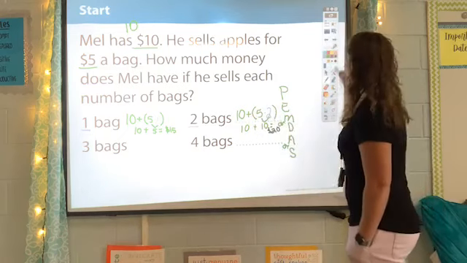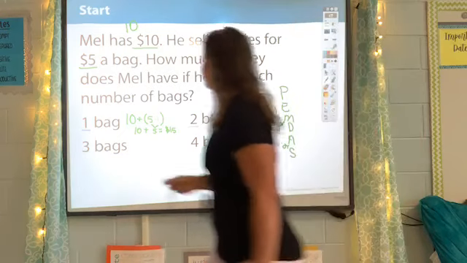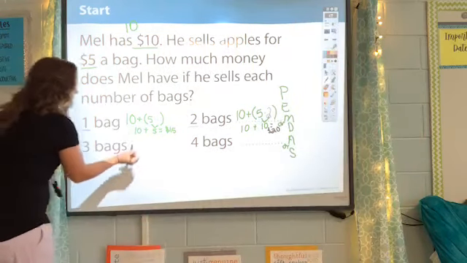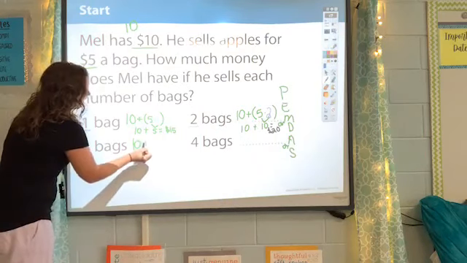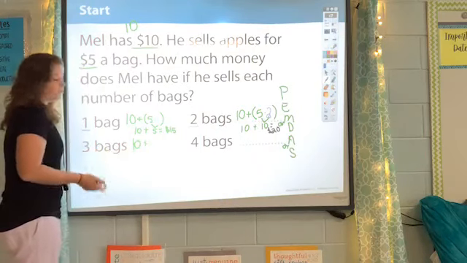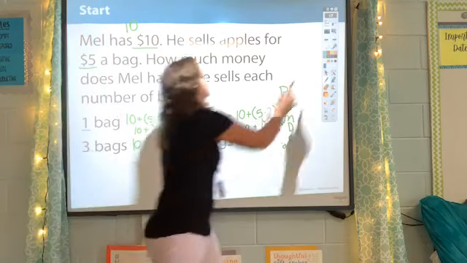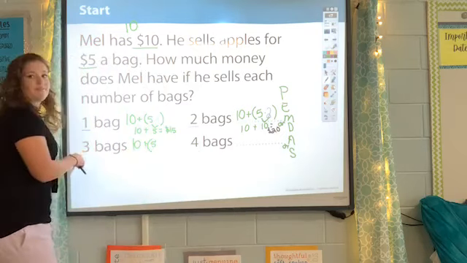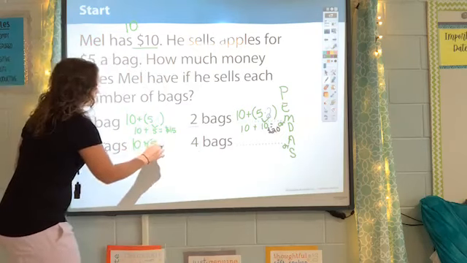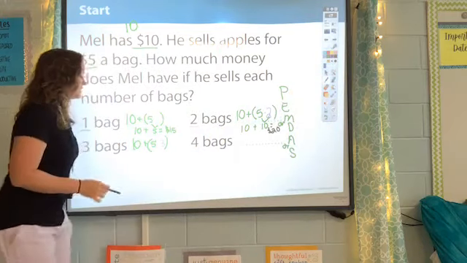Now I'm going to do one last one with you, and then I'm going to have you do 4 bags by yourself. So for 3 bags, he starts off with his $10. We have to add it to how much the bags he sold. So we know that each bag is worth $5. And then we're going to multiply by the number of bags, which is 3. Okay? Then we're going to close those parentheses.